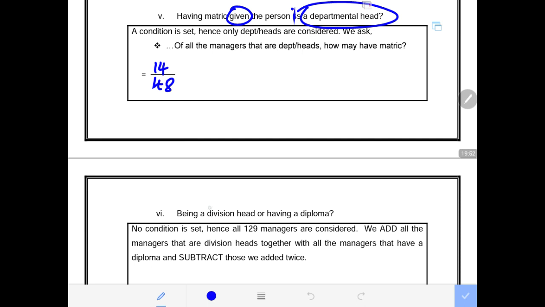So now we took the total of the division head, and we took the total. We must take now the total of those who are having a diploma, and we need to look for that point of intersection that needs to be deducted. There is sometimes a number that will be duplicated. Now let us look for that. We need to take the total of those who are having a diploma.